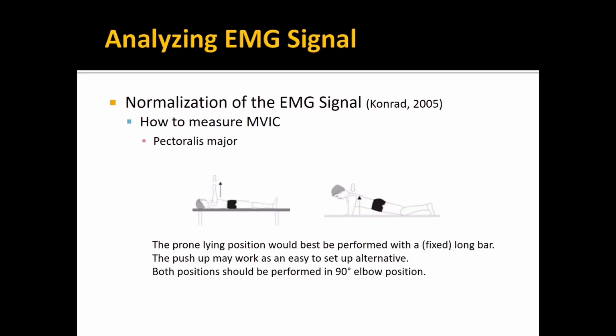Let me give you two examples of measuring MVIC. The first is the pectoralis major. There are two different ways of measuring the MVIC of this muscle: the prone position and the push-up position. The prone lying position would best be performed with a fixed long bar, and the push-up may work as an easy-to-set-up alternative. Both positions should be performed with the elbow at 90 degrees. Participants are asked to exert as much force as they can for measuring the MVIC.